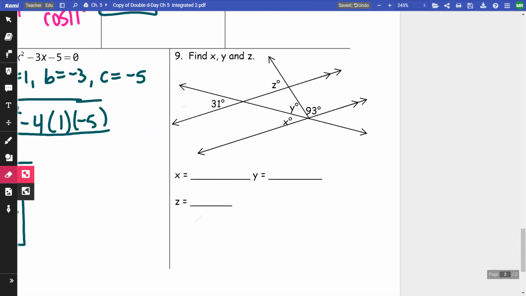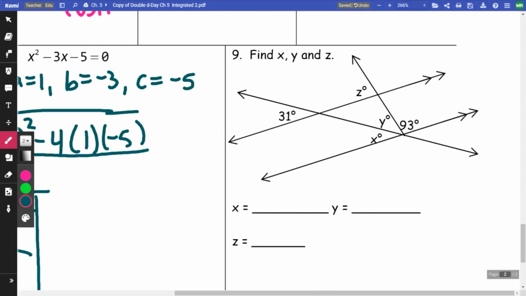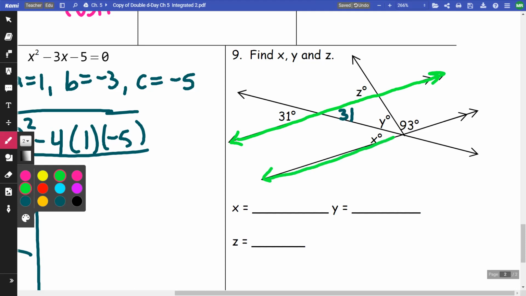So on last one, number 9, let's see. That's a 31. That's a 31 because those are vertical. Since these lines are parallel here, this one here and this one here are parallel, then when I have it cut by this blue transversal, this angle and this angle are going to be the same. So this is going to be 31 degrees because of corresponding angles.